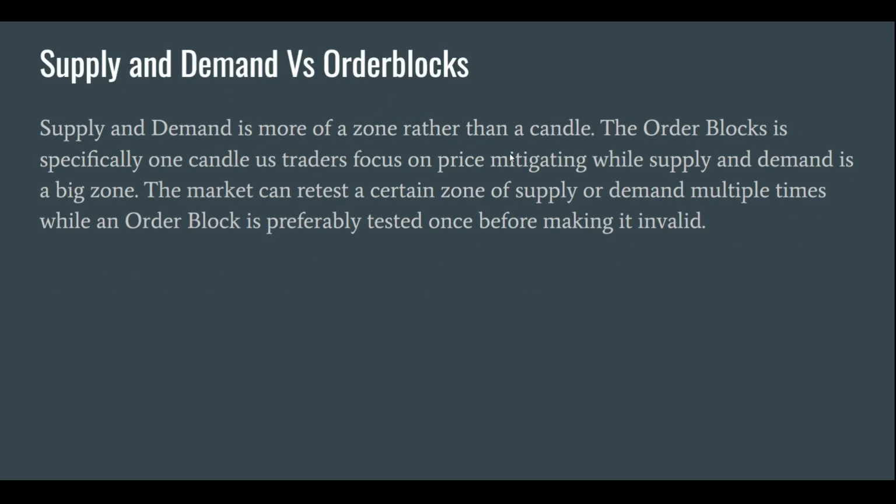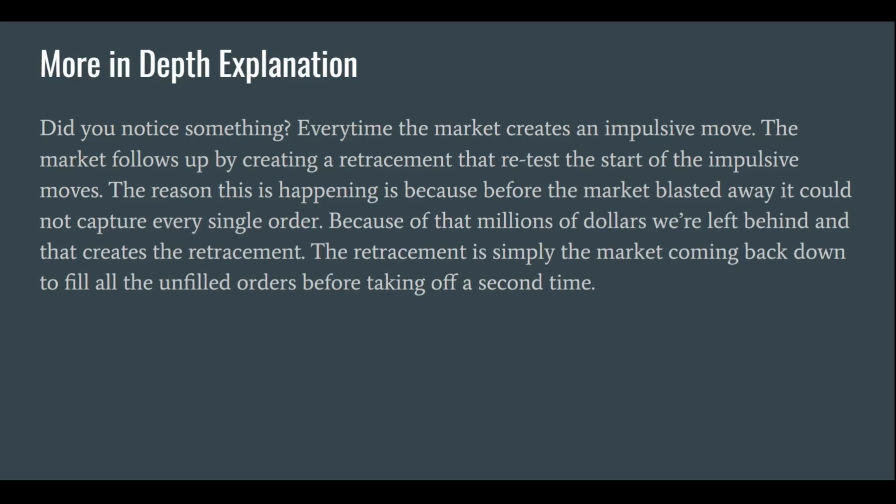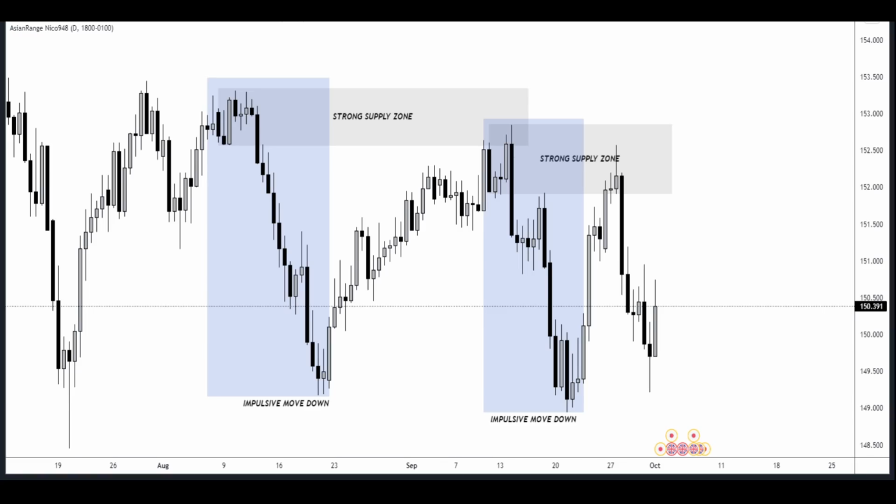Now, let me go over supply and demand versus order blocks. Supply and demand is more of a zone rather than a candle. The order block is specifically one candle us traders focus on price mitigating, while supply and demand is a big zone. The market can retest a certain zone of supply and demand multiple times, while an order block is preferably tested once before making it invalid. I use the word preferably. So before someone comes at me and says an order block can be tested 7 times, don't worry, brother. I'm not against you. But let me explain that.